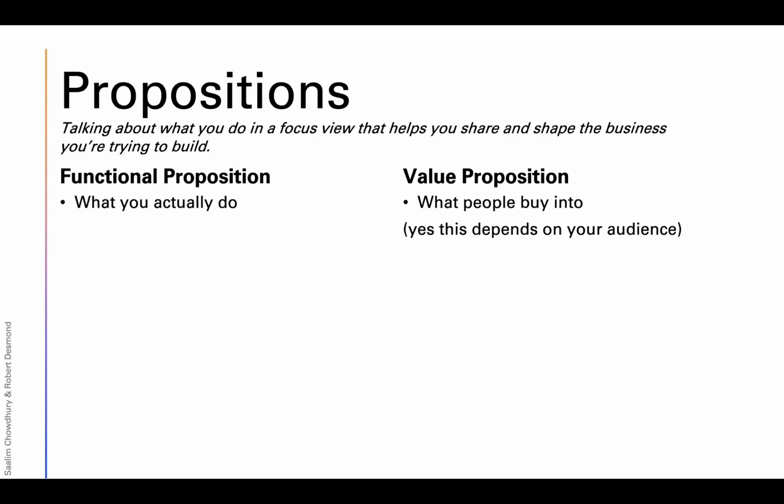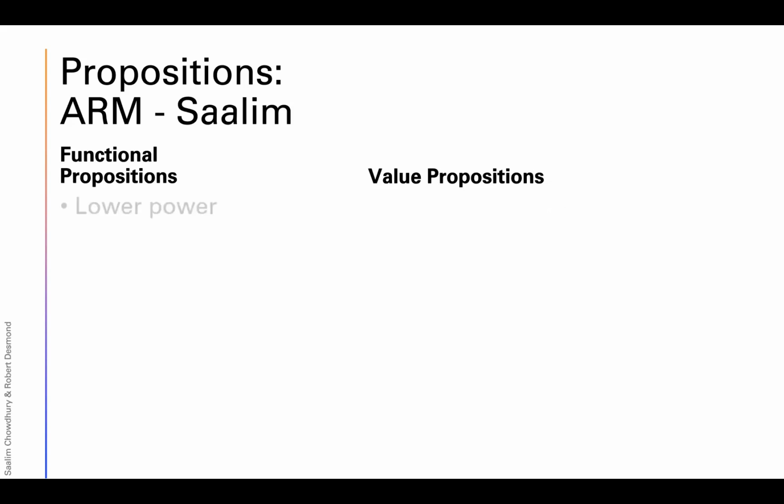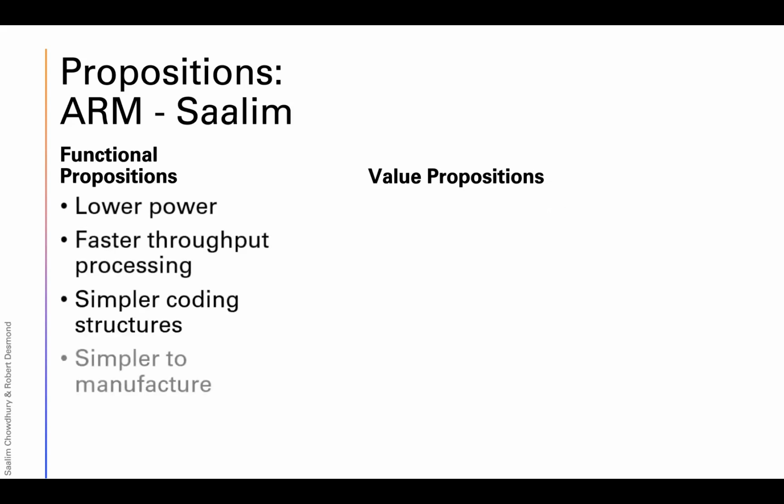So the whole thing about the value prop stuff is that, come on. So when we think of propositions like ARM, everybody thinks, what does it do?